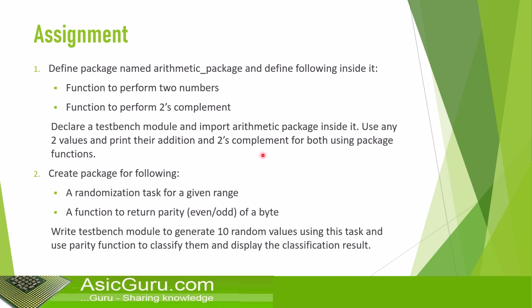In the second assignment, you have to create a package that includes a randomization task that generates a number for a given range and a function to determine the parity of a byte. Now you have to write a test bench module that generates any 10 random values using this randomization task, then passes those values to the parity function, classifies the values as either odd or even, and then displays the classification result.